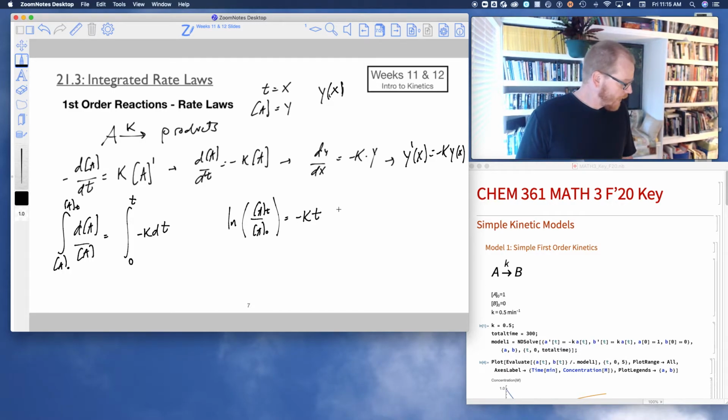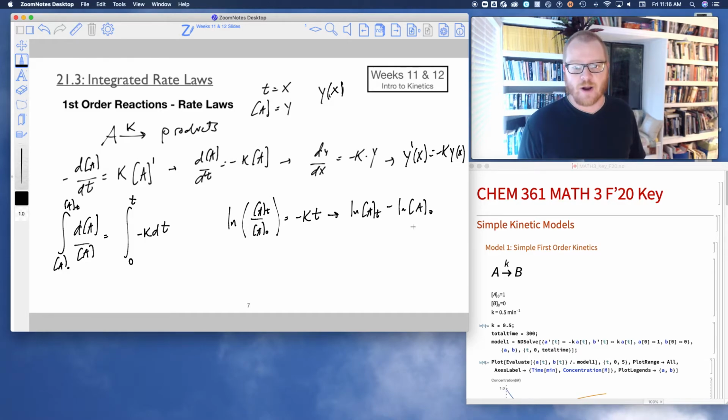Okay? And so now I can rearrange this in several ways, and I'm going to write all of those down right here. So several ways to write the first order integrated rate law. I'll start by rearranging this one. When I rearrange that, I get the natural log of A at time t, and I'm going to do a couple of steps here. I'm going to separate these out because I know that I can write the fraction as a subtraction for natural logs, and so that still equals negative kt.